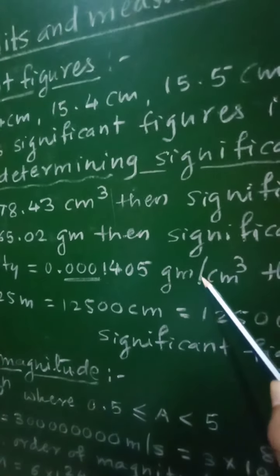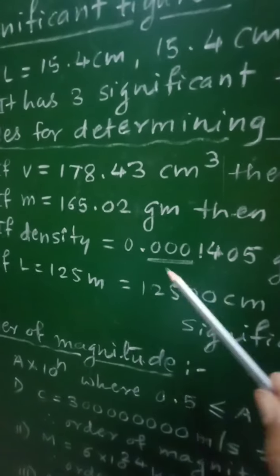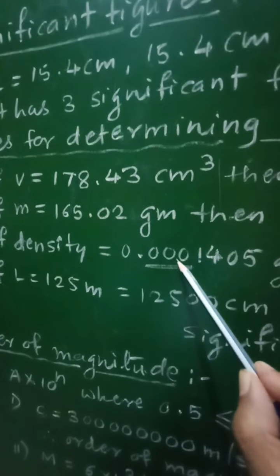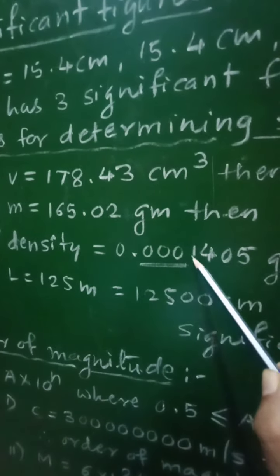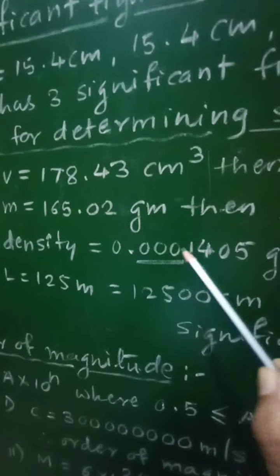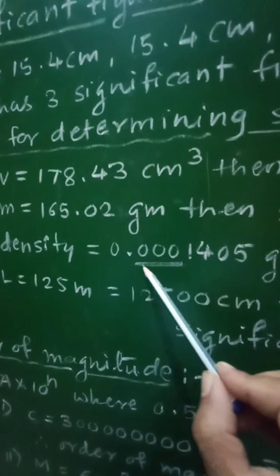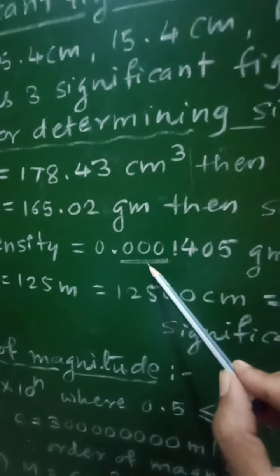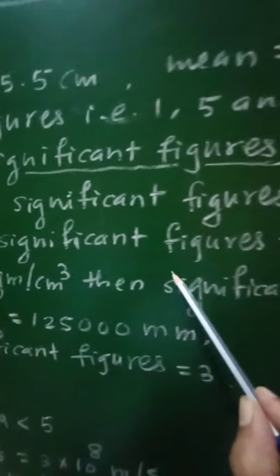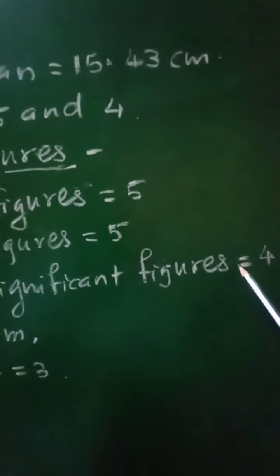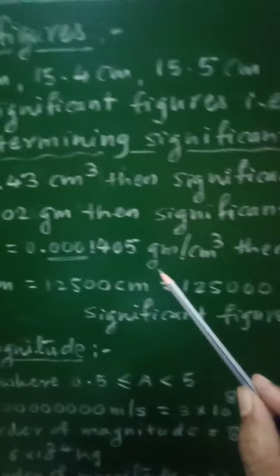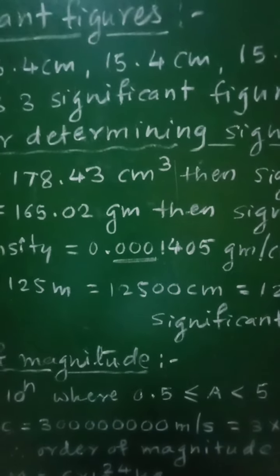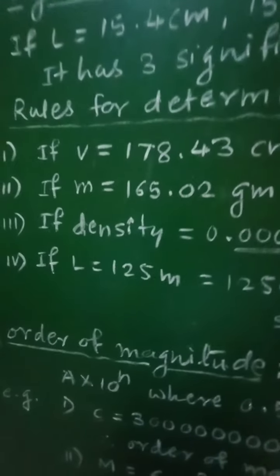0.0001405 gram per centimeter cube, then in this case the decimal point is here, and the zeros on the right side of the decimal and left of the first non-zero digit will not be significant. So these underlined zeros will not be considered as significant figures, and therefore this example will have only 4 significant figures, because these 4 digits, 1, 4, 0 and 5, will be significant. So this will be the third rule.